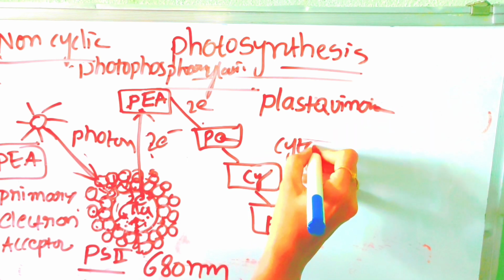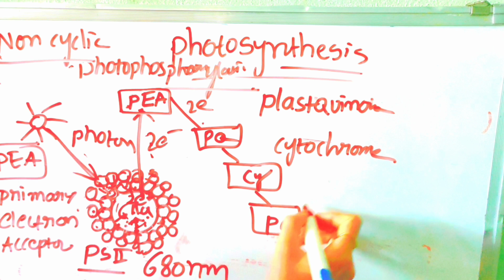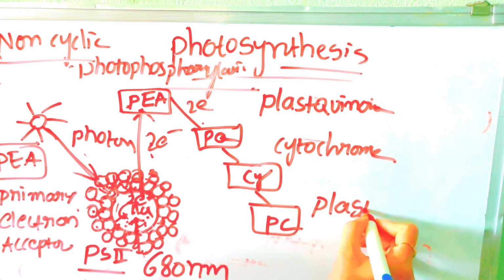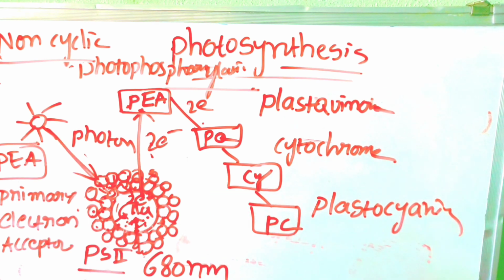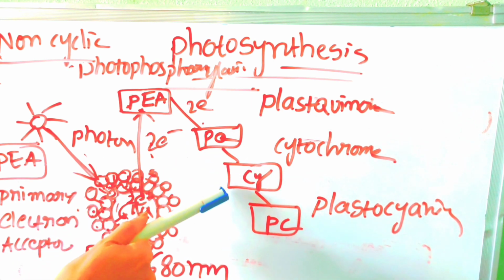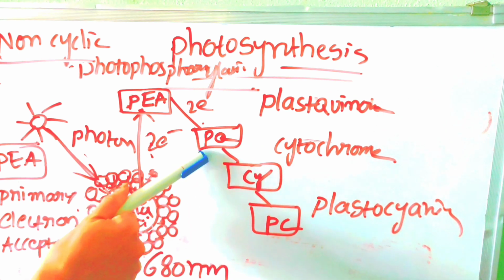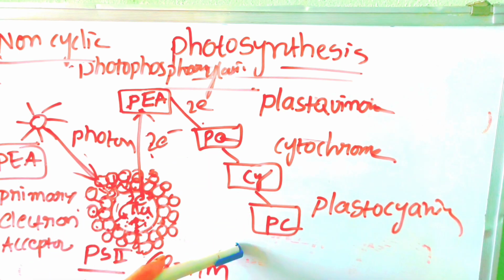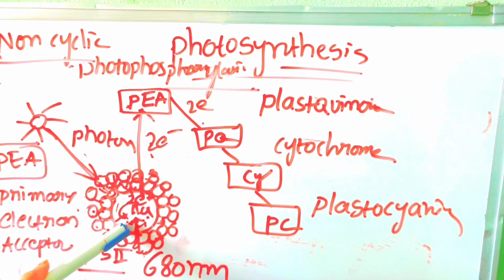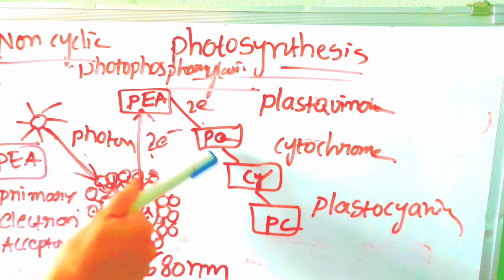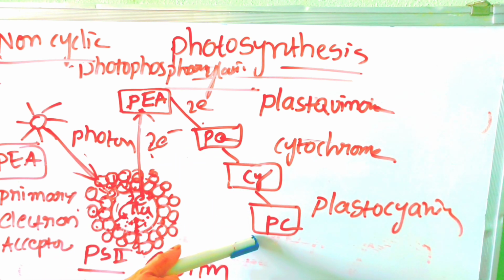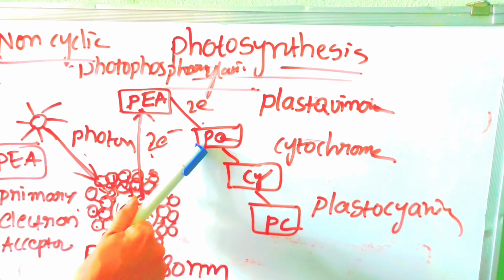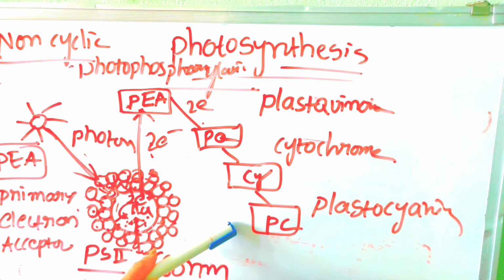Second one is the cytochrome. Third one is the plastocyanin. Okay. These three, plastoquinone, cytochrome and plastocyanin, are very important electron carriers. The pair of electrons is excited from ground state to excited state, and again from excited state to ground state through the electron gradient with the help of electron carriers. What are the carriers? Plastoquinone, cytochrome and plastocyanin.